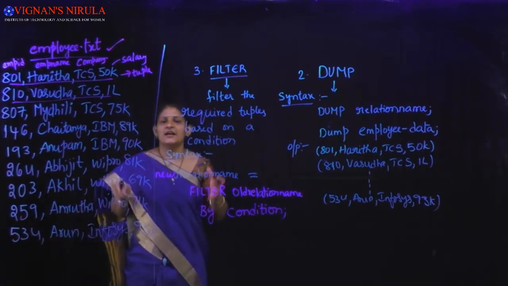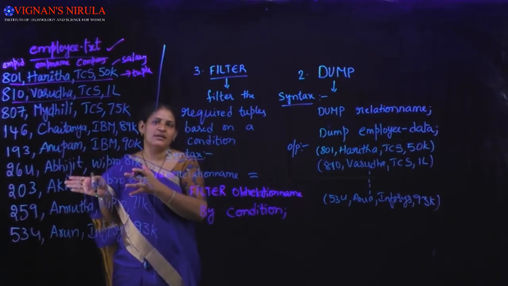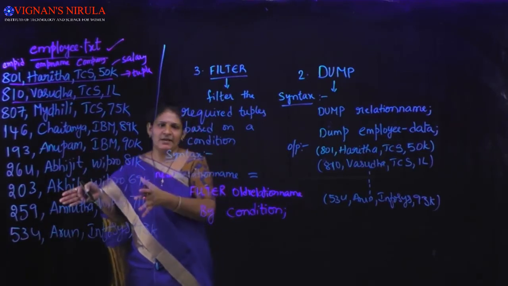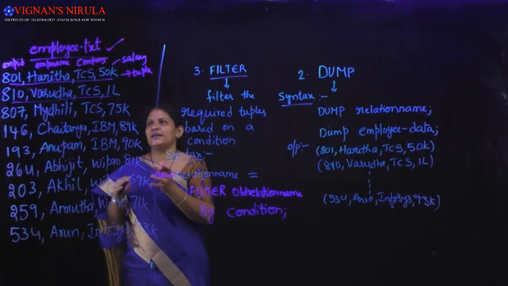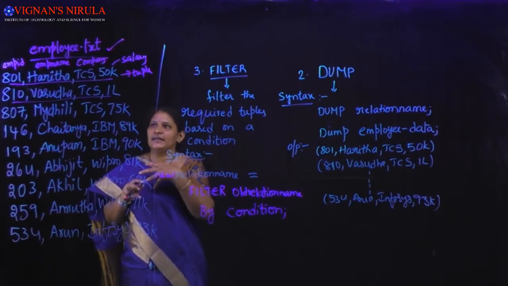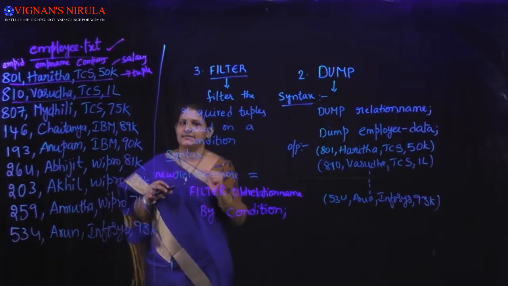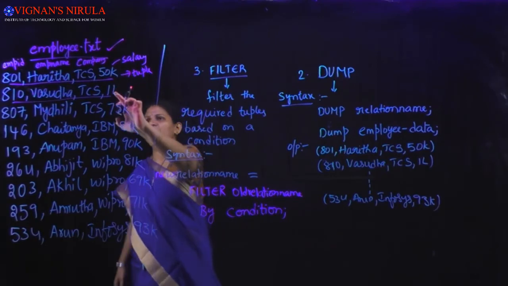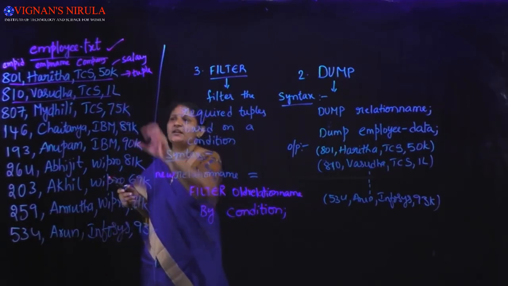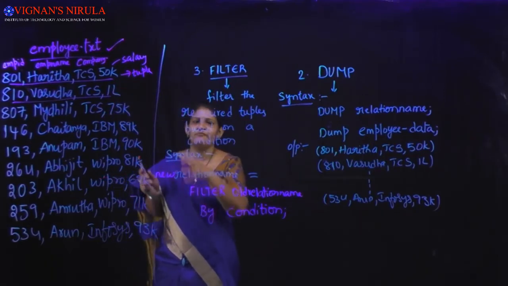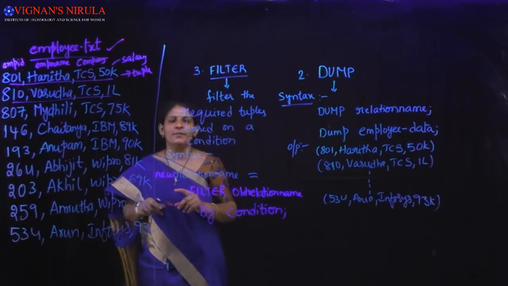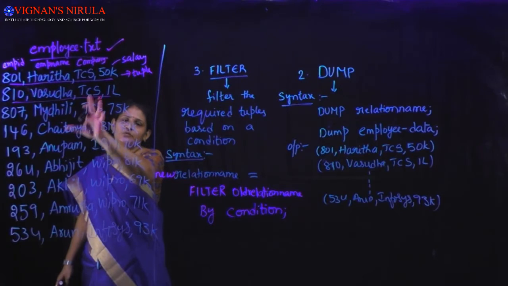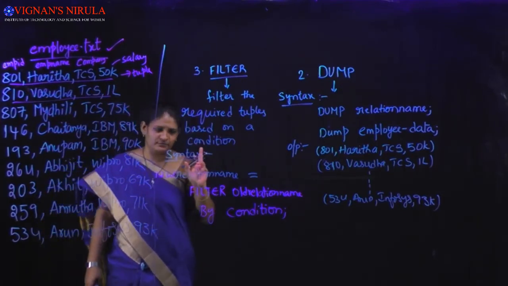Filter operator filters the data from the old relation based on the condition. Now let us see an example. This is the relation data I'm having. If I want to retrieve the entire data of all the employees who are working in TCS. How many people are working in TCS, students? Totally 3 people are working in TCS. So I need to filter those 3 records and give them as an output. For that, the filter operator is a suitable operator.